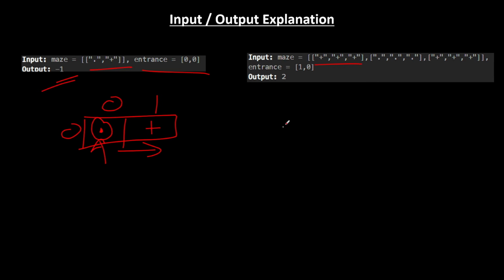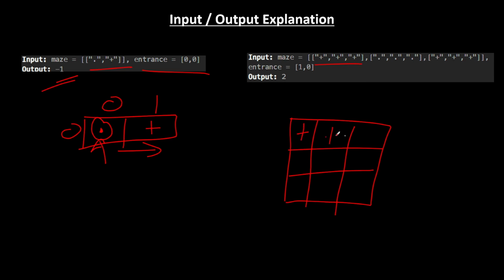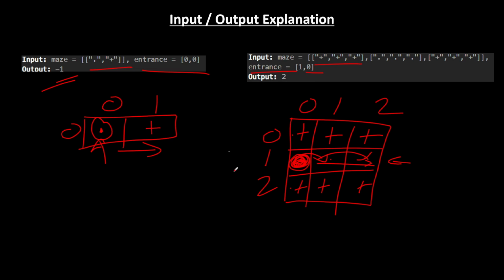Now let's take this example. It is plus plus plus in the top row, dot dot dot in the middle row, plus plus plus in the bottom row, with indices 0 1 2, and the entrance is at 1 comma 0. The entrance is here. If you look, you cannot move up or down, you could only move straight because these are the blockers or walls, and this is the only path. Therefore, to reach the last column, the nearest exit, we will need two steps: one step to come here and a second step to come here. Therefore the output for this particular input is 2.